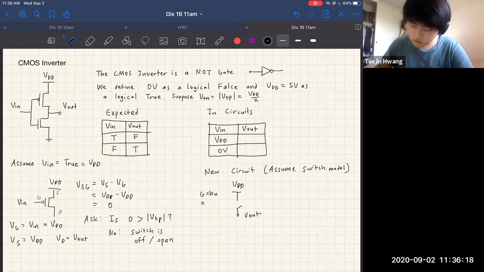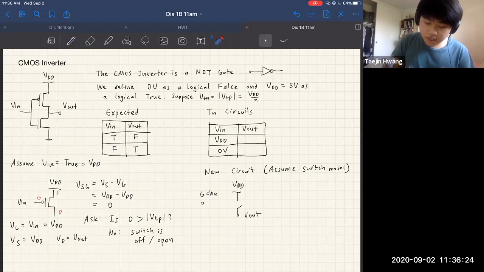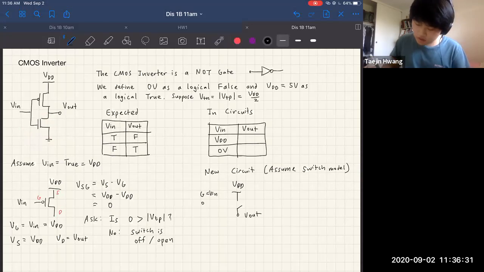So now, what I want you to do, I'm going to split everyone up into breakout rooms, and I want you to analyze the bottom half of this CMOS, which is the NMOS. Hopefully you should get some other circuit. And based on this, you should be able to tell what V out is.